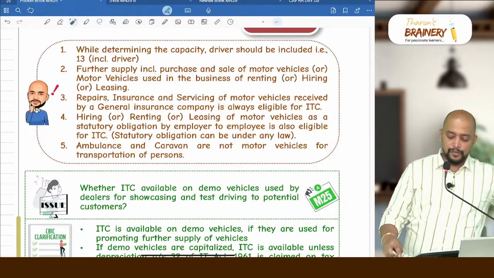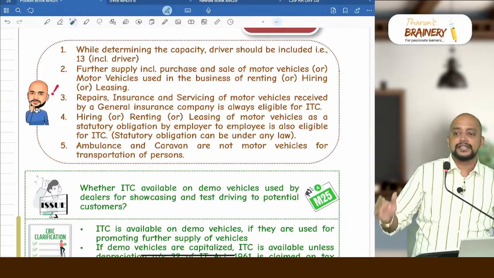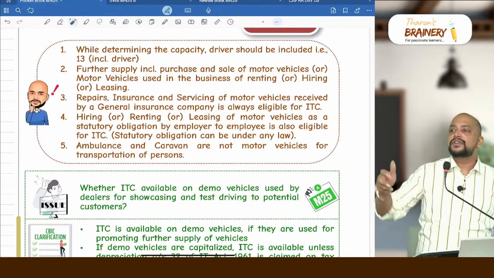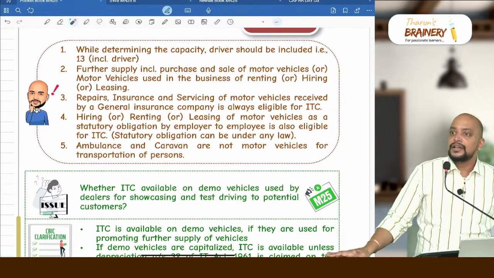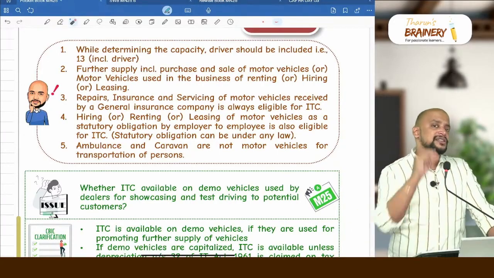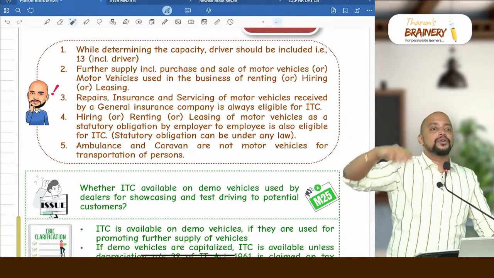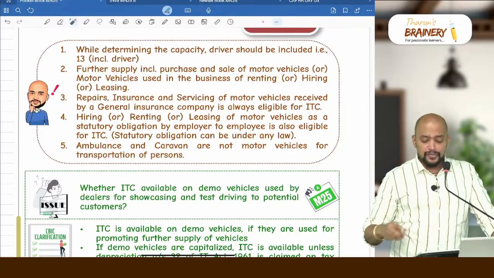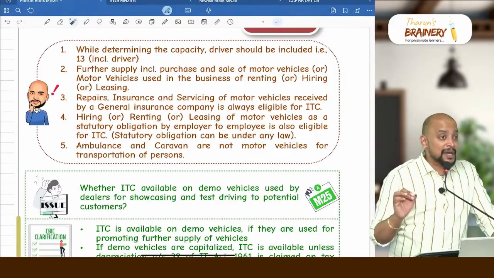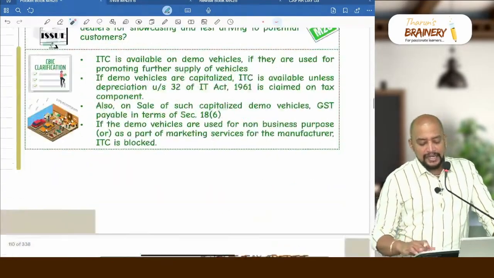Repairs, insurance and servicing of motor vehicles received by a general insurance company is always eligible for ITC. Say for example, a person purchased a car, and with respect to that car, the insurance company will give the insurance, and he met with an accident. Completely the car is damaged. Now in that case, who will bear the repair expenditure? Insurance company will bear. Can the insurance company take ITC with respect to the repair expenditure? Yes, but they don't own the car. Even though they don't own the car, definitely they can take ITC with respect to the repair expenditure. You can see that repairs, insurance and servicing of motor vehicle received by a general insurance company is always eligible for ITC. In this regard, they have added one clarification.